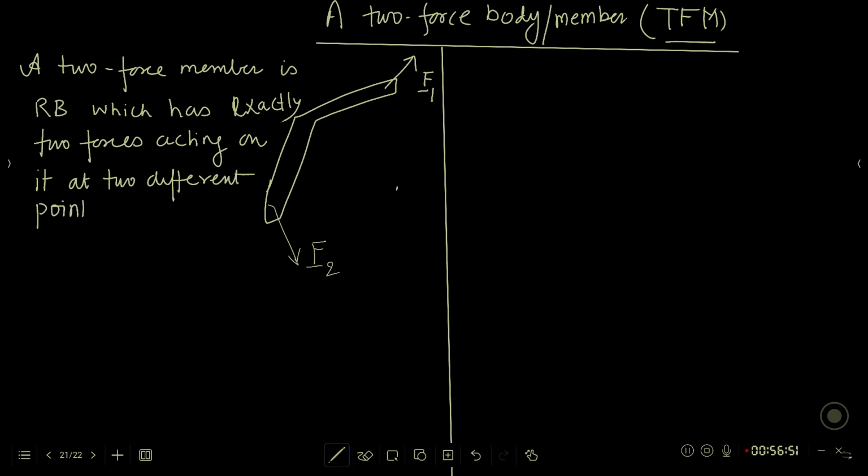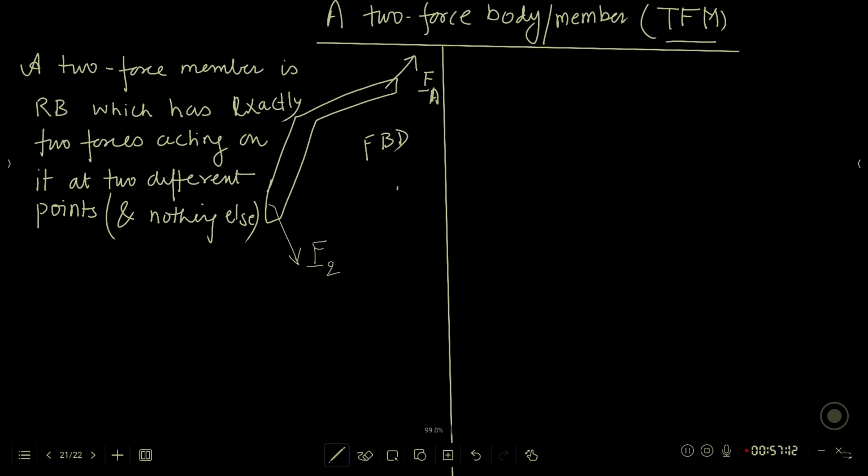For example, I have shown a video of a body here, a free body diagram. One force is acting at, let's call it A, the other is acting at B. It's a two-force member. I'll take 2 more minutes and end the class. So this body with FA and FB makes a two-force member.